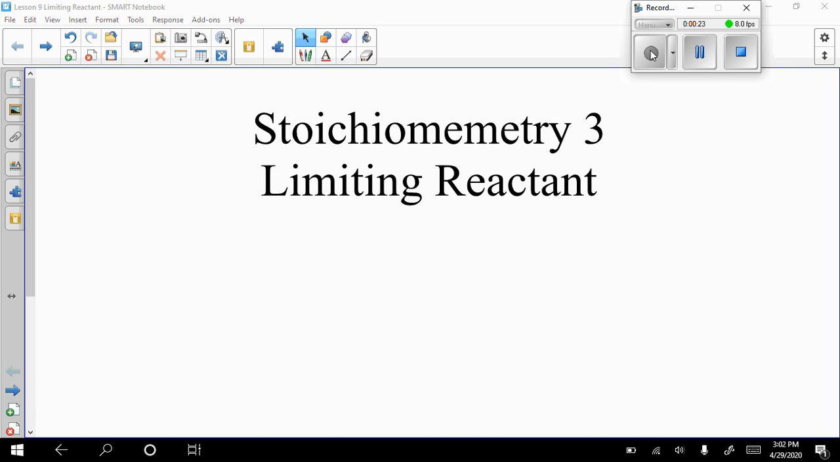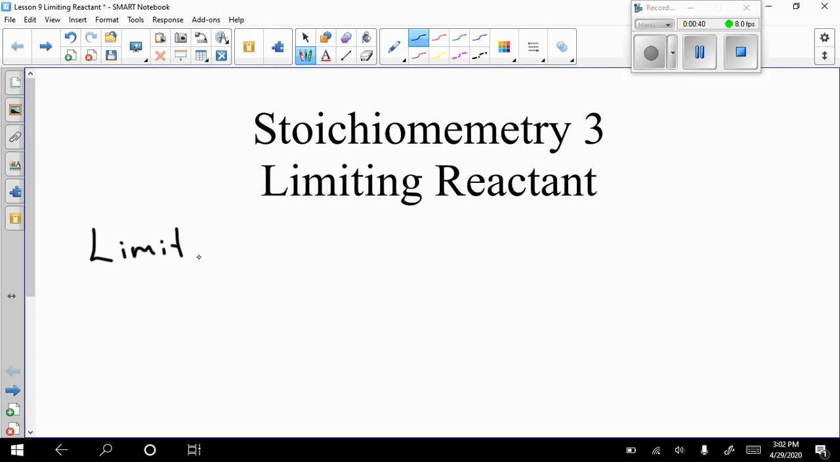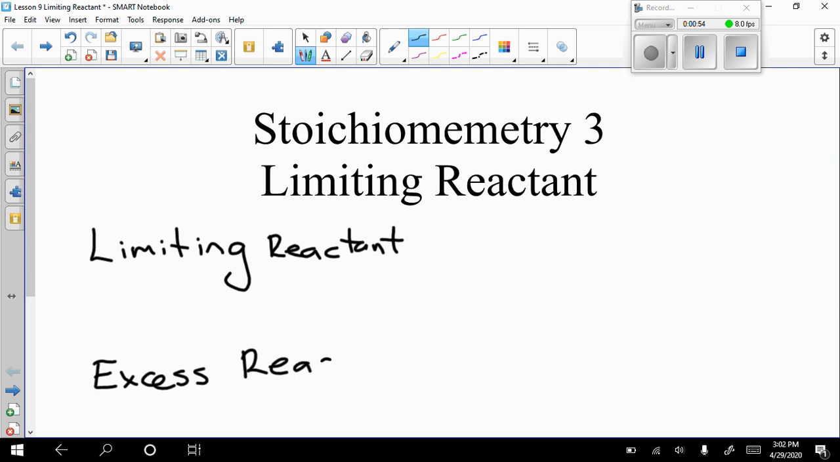Today we're going to continue on with stoichiometry, doing something called the limiting reactant, but really it's the third step in our understanding of stoichiometry. And I'd just like to define a couple of terms that are going to be really important today. One of them, obviously, is the limiting reactant, and the other is the excess reactant, because I think it's important to keep these in mind as we do these lessons.